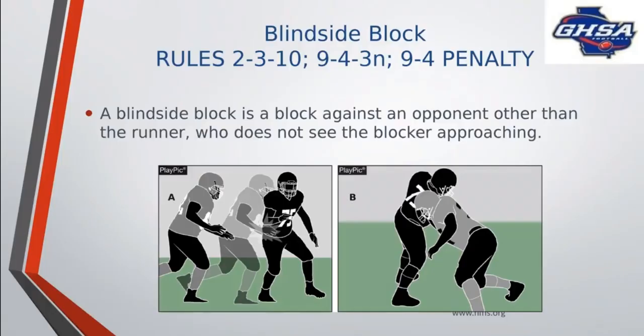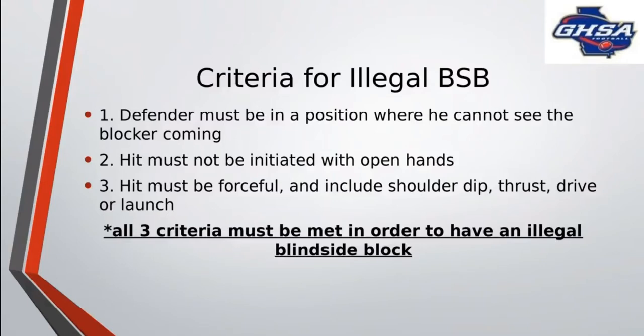Blindside block, just review it real quick. A block against an opponent other than a runner who does not see the blocker approaching. You only have 3 criteria, and all 3 have to be met. The defender must be in a position where he cannot see the blocker coming. The hit must not be initiated with open hands. And the hit must be forceful, including a shoulder dip, thrust, drive, or launch. All 3 have to be met in order for it to be a blindside block. If you're missing one of those, you don't have a blindside block.